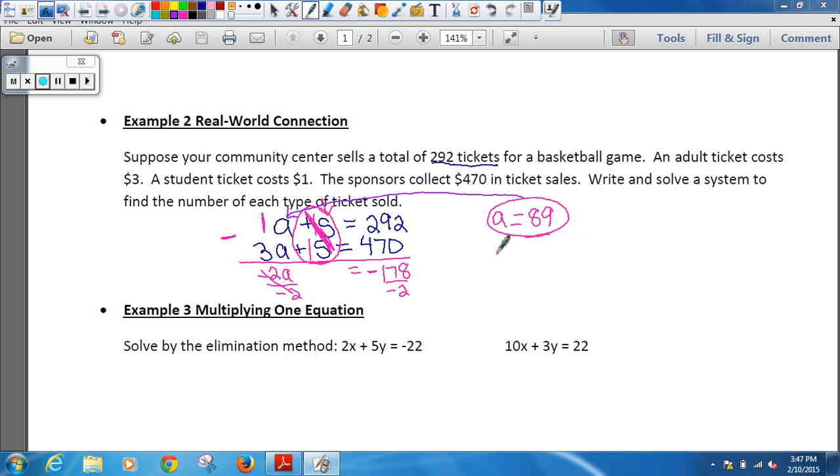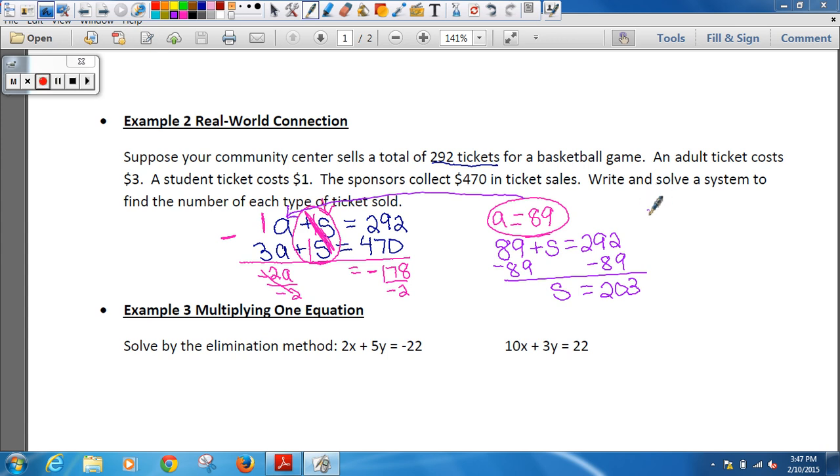And I need to solve for s. So if I sub that in, a is 89, plus s is equal to 292. I subtract 89 from both sides, and I get s is equal to 203. And now I can write my statement.